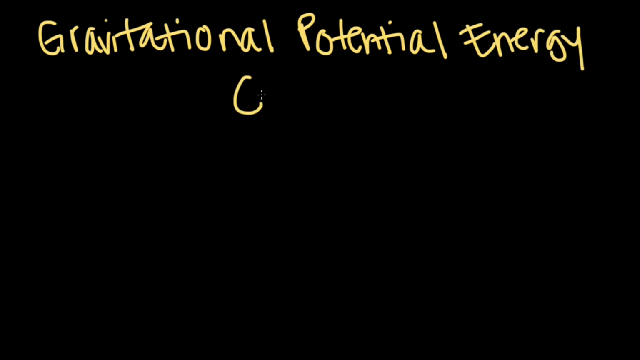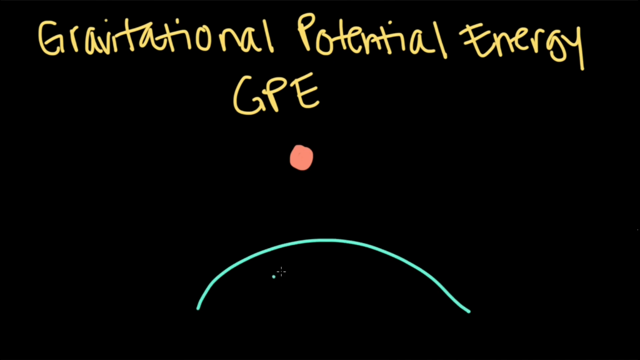Everyone. Today we are going to be talking about calculating gravitational potential energy, or GPE. So consider that you have an object that is being held above the surface of the Earth. We know that if we release this object, it will fall to the surface of the Earth. And the reason that happens is because the object has gravitational potential energy, and that is what we're going to be diving into a little bit more today.